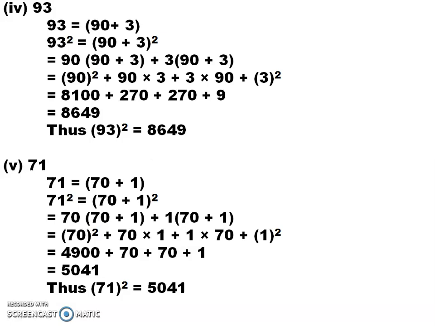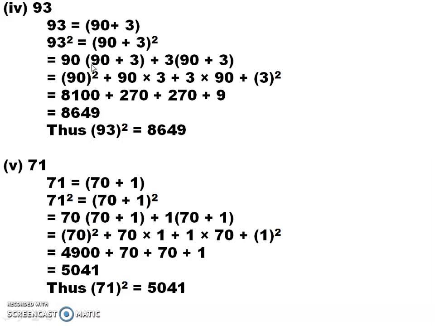93 square. You are going to find the square of 93. How will you split 93? 90 plus 3. So, 90 plus 3 the whole square can be written as 90 plus 3 into 90 plus 3. Now, 90 into 90 plus 3 plus second number into second bracket.